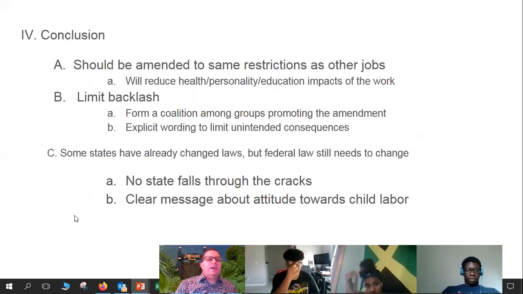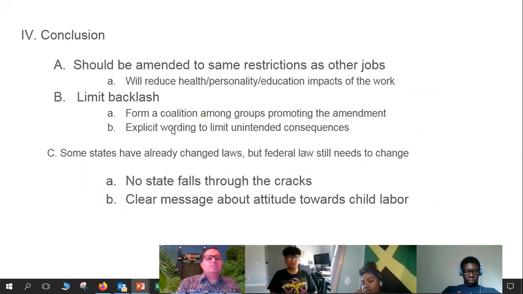And then notice how this person went into their conclusion. They said a couple things. They said, firstly, they believe that their first solution should be that the law should be amended so that these people have the same restrictions as people who work other jobs. So there needs to be an age limit as to when you can work. There needs to be limits on the amount of hours.